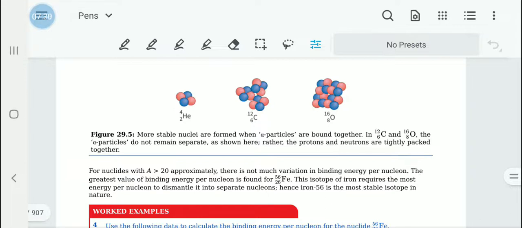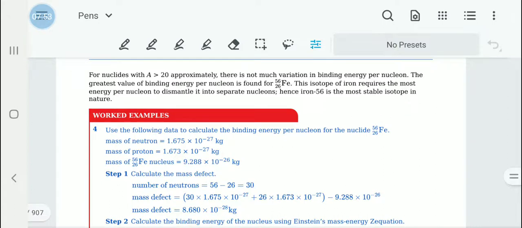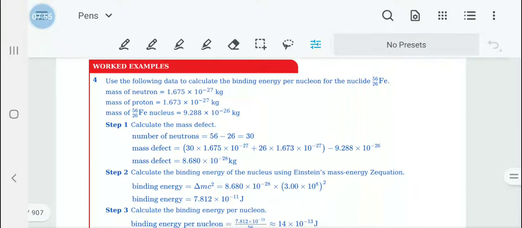The greatest value of binding energy is for iron-56 (Fe-56, atomic number 26). So that means it would require the most energy per nucleon to dismantle the nucleus of this atom. So it is the most stable isotope in nature. I hope that makes sense.